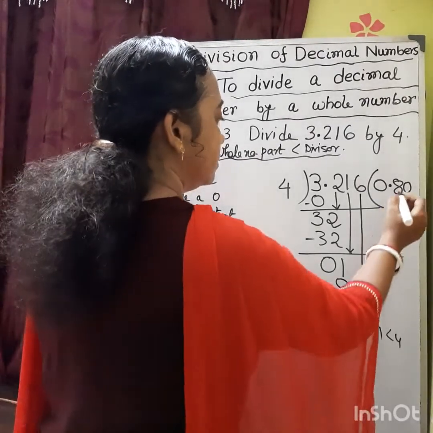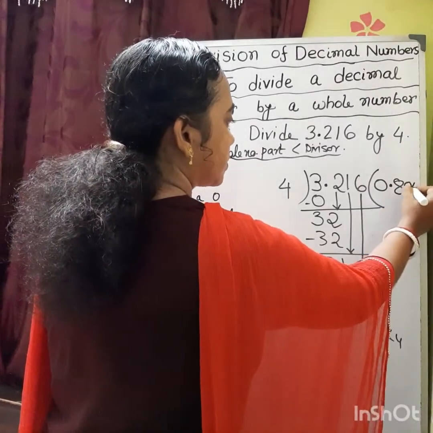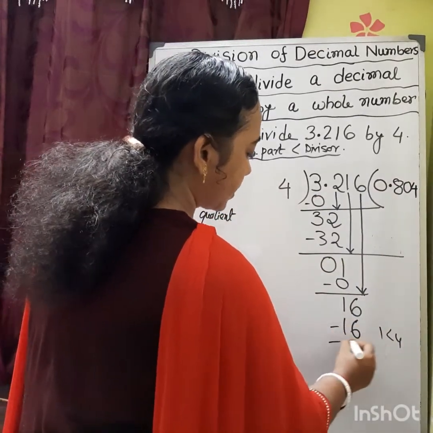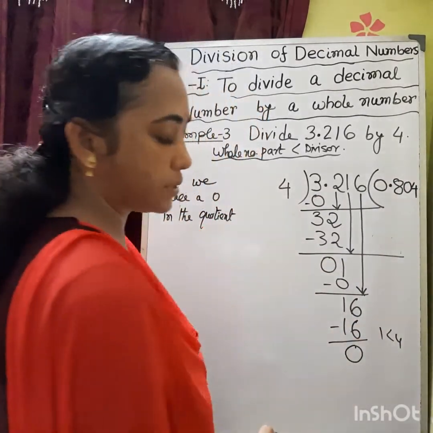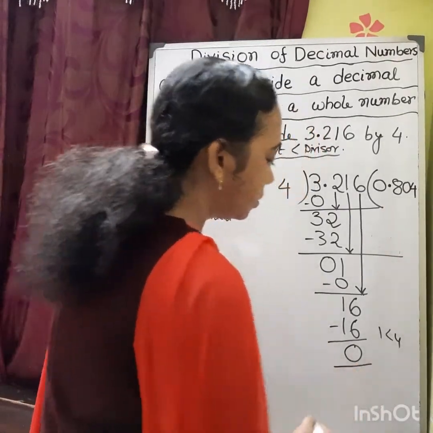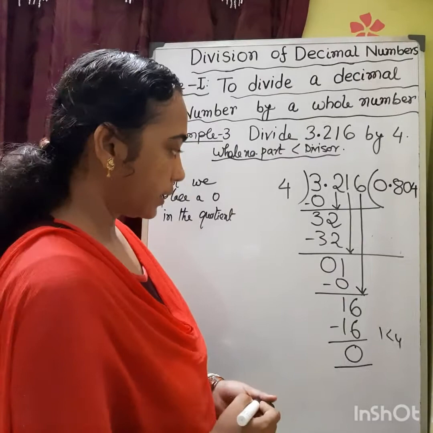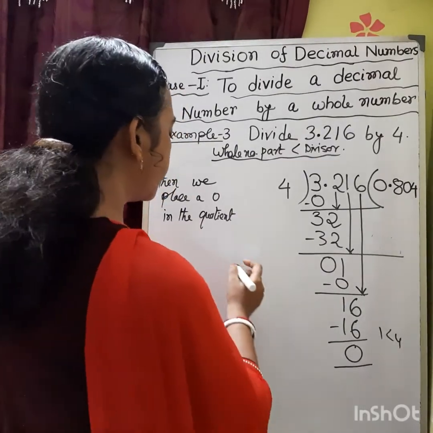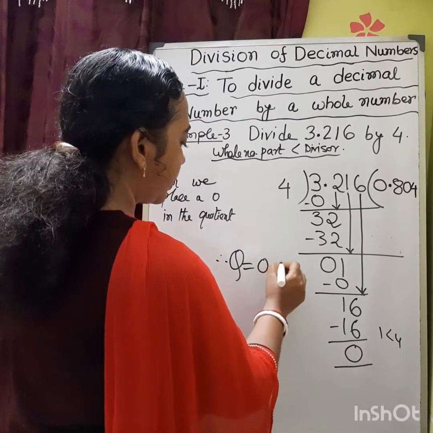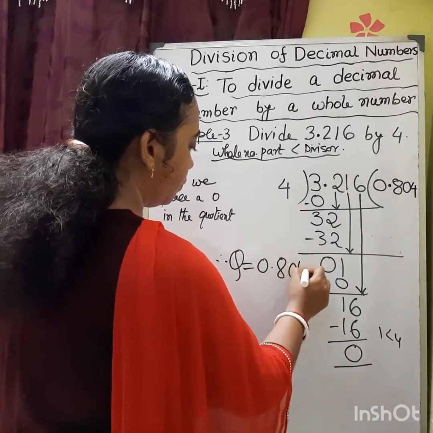So we write in the quotient 4, because 4 4s are 16. Now we subtract them, we get the remainder 0. So as we get the remainder 0, we stop our calculations. So therefore the required quotient is equal to 0.804.